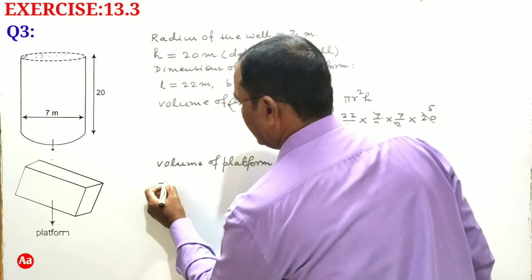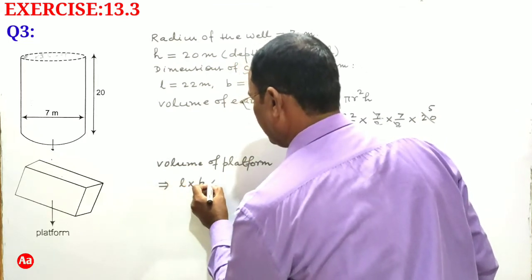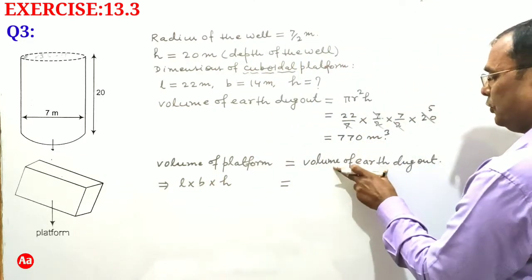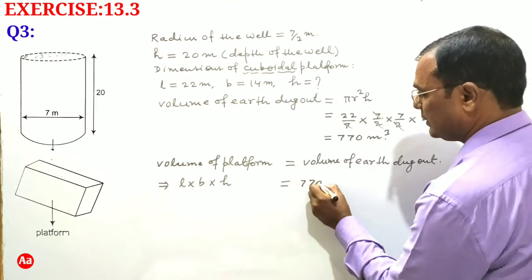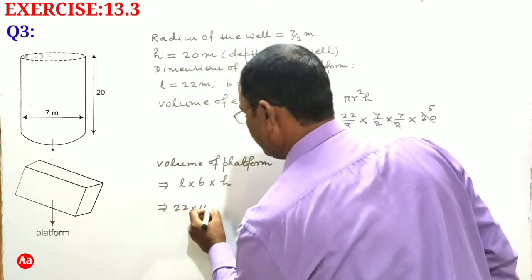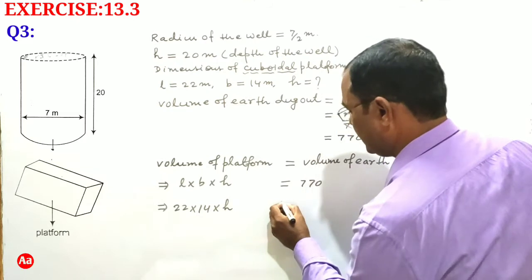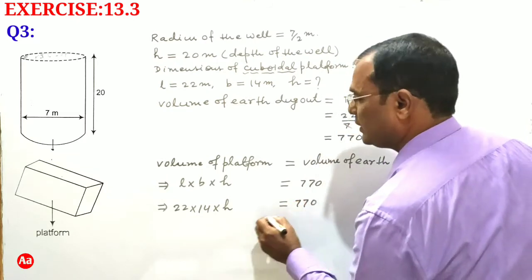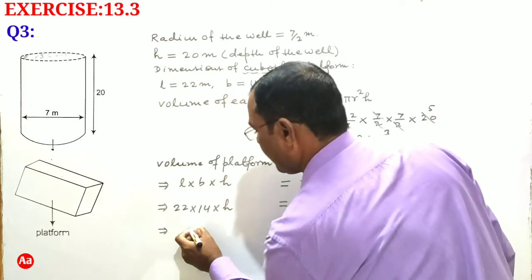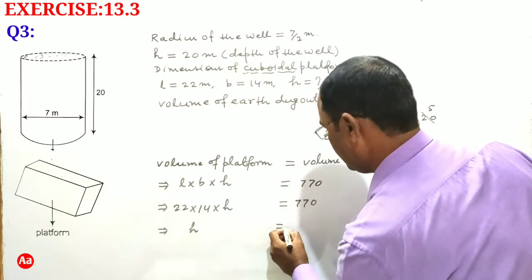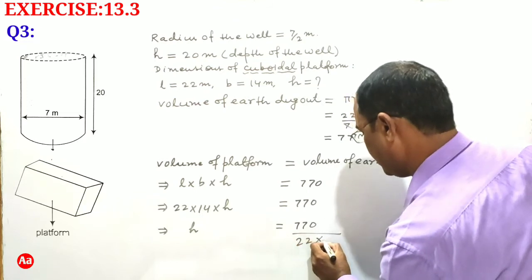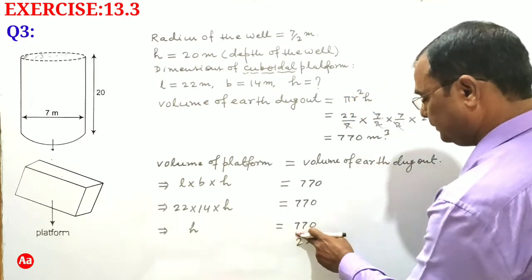Now volume of cuboidal platform, we will write length into breadth into height, and this is equal to, we have already found volume of the earth dug out, 770. So 22 into 14 into height h is equal to 770. So h is equal to 770 divided by 22 into 14.